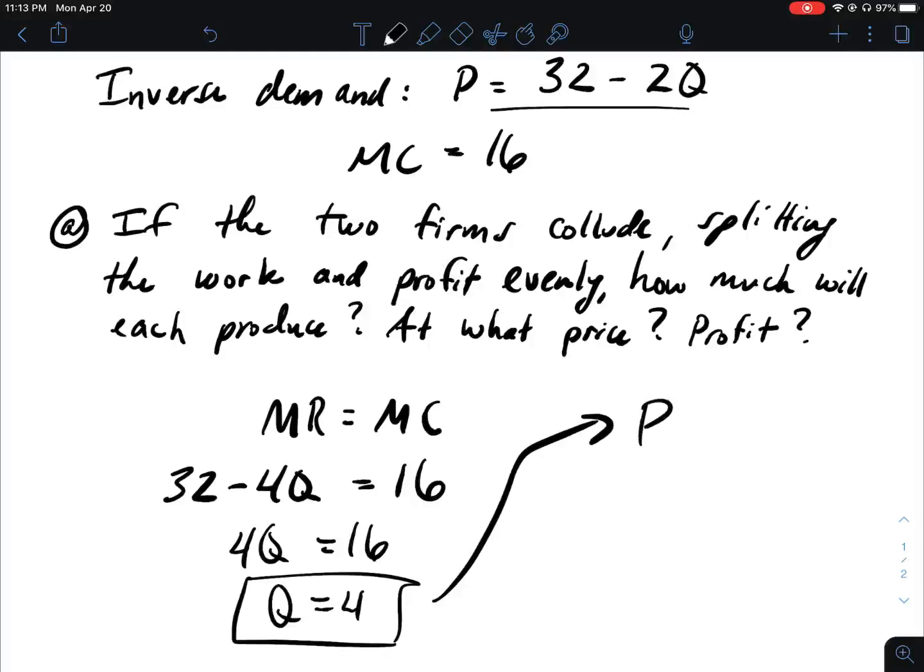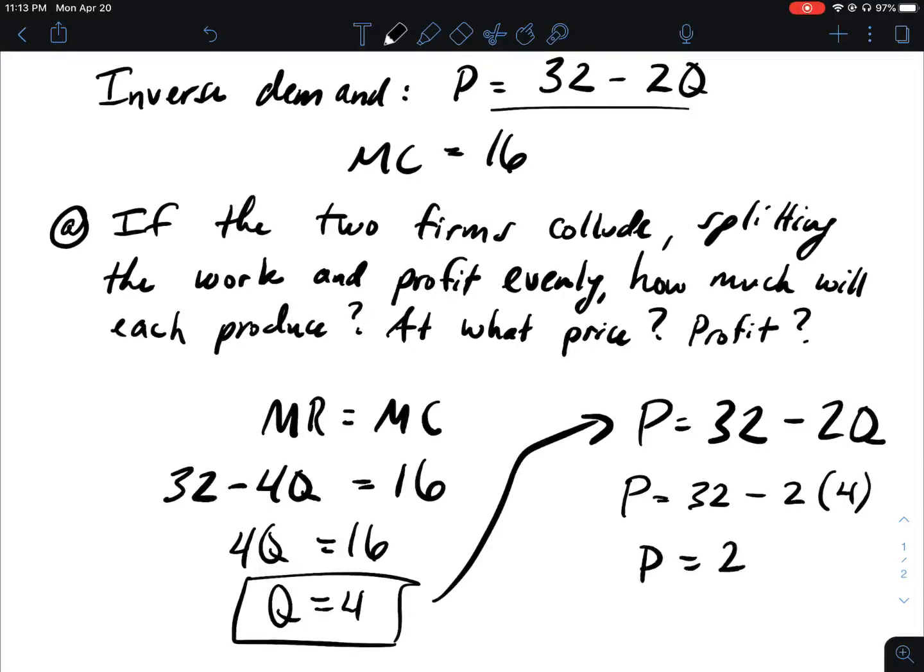Now we have to find the price. We can just plug that Q into the inverse demand curve. So P equals 32 minus 2 times Q, or P equals 32 minus 2 times 4, and so P equals 24.